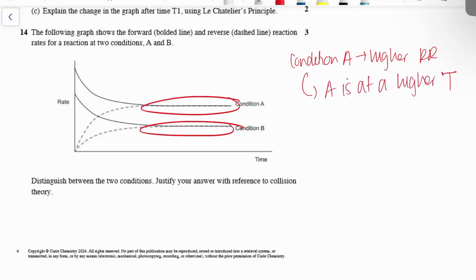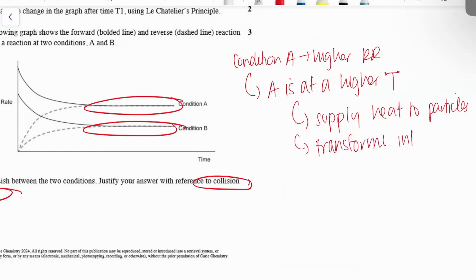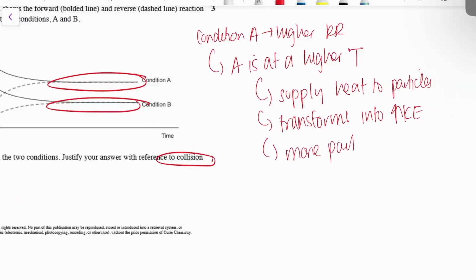And the question wants you to justify your answer, which means explain why you say that with reference to collision theory. So when it's at a higher temperature, you supply heat to the particles, which is thermal energy, but thermal energy is not what the particles use. The particles use kinetic energy. So this transforms into higher kinetic energy, which means more particles can overcome the activation energy barrier.